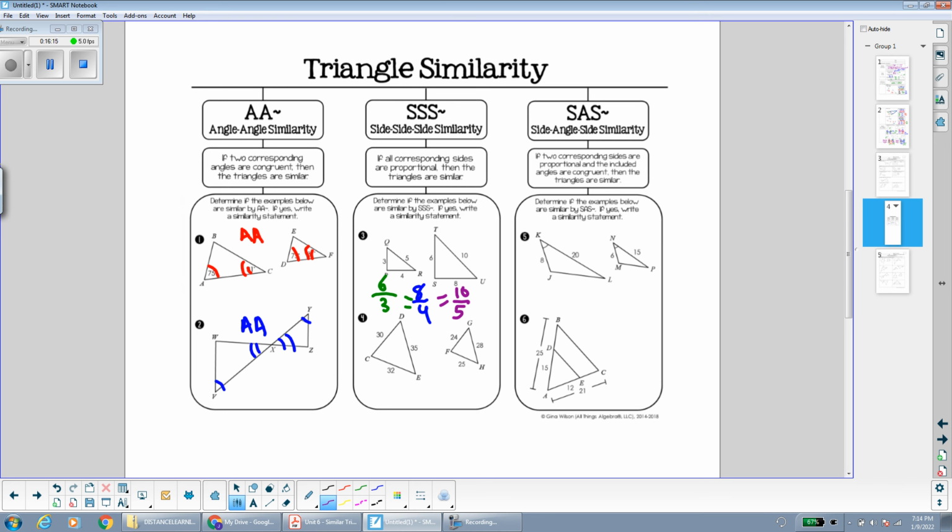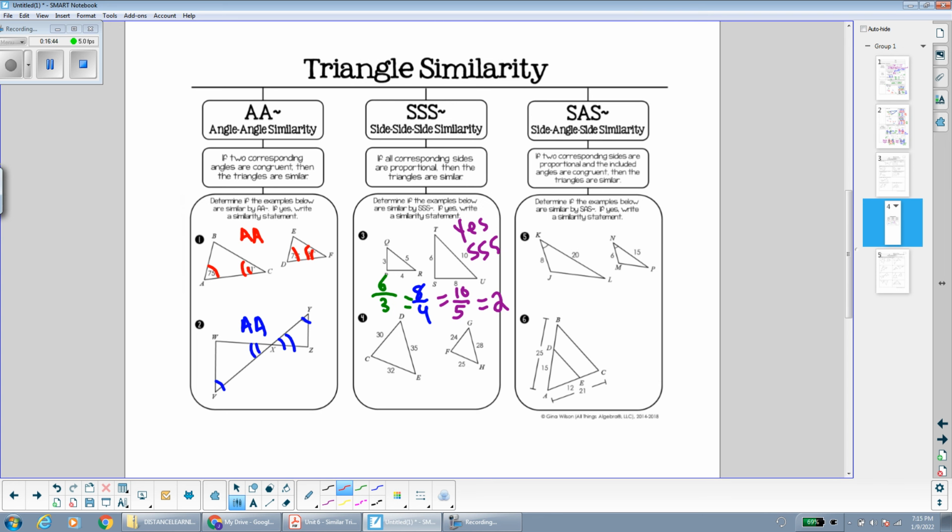All of these scale factors should be the same, showing that all of the sides are proportional, making the triangles similar by SSS. All of these are the same. These are all 2. So I'm going to write yes. These two triangles are similar by SSS because all 3 pairs of corresponding sides are proportional by the same scale factor. And finally, let's do number 5 over here.